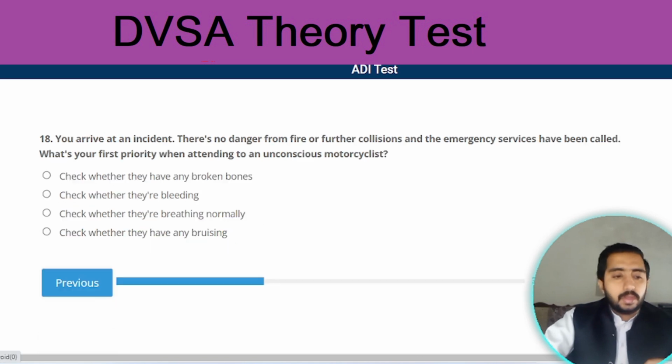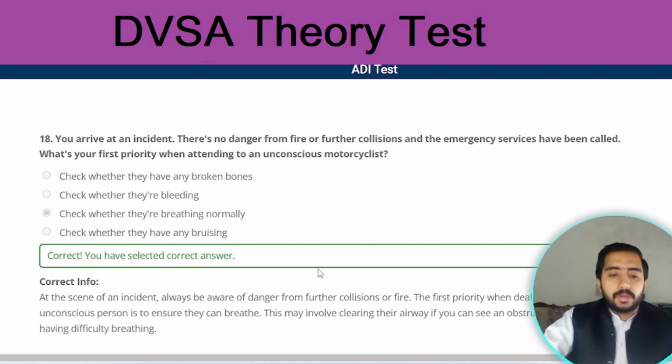Next one. Question 18. You arrived at an incident. There is no danger from fire or further collision and the emergency service has been called. What's your first priority when attending to the unconscious motorcyclist? You need to check whether they are breathing normally or not. Option C is the correct one.